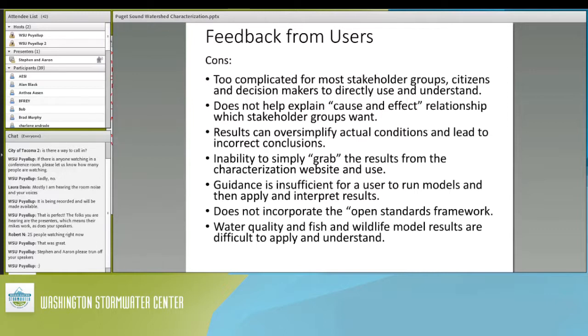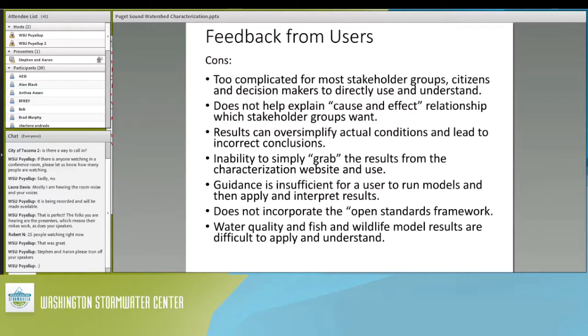And so we're thinking about providing more in-depth training to provide local governments with the ability to run these models on their own. The other problem with this is that people can misinterpret the results.